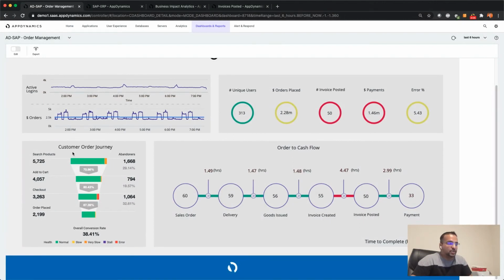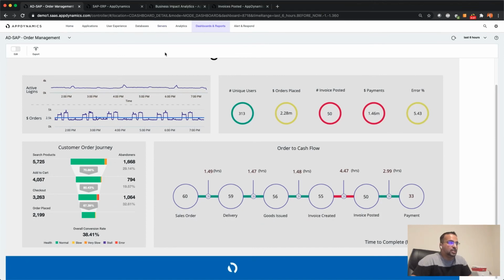Business transactions, which AppD monitors, are the backbone of this particular customer order journey that you see here. From a brief glance at what is happening in this journey, we see that the checkout transaction is having a problem and customers are facing issues, with the transactions erroring out. It is time for us to now investigate what is happening with that particular transaction.